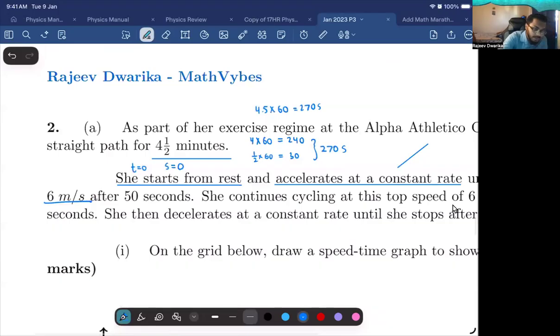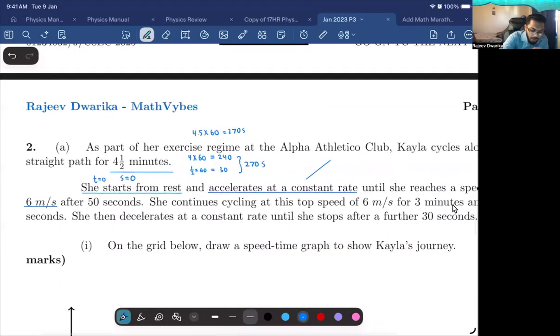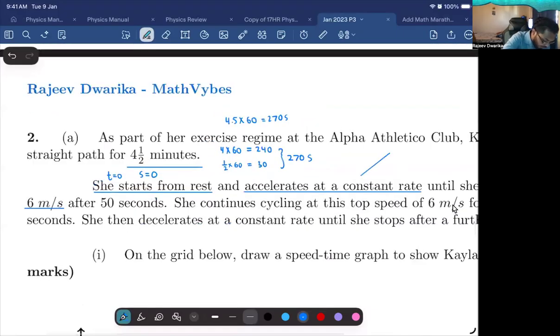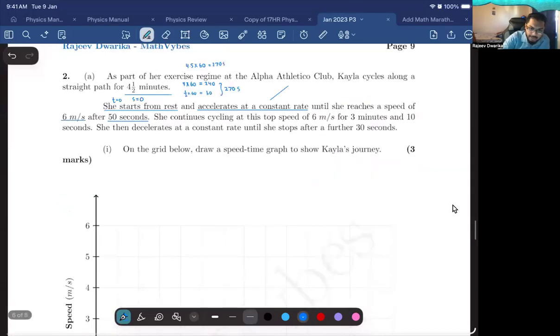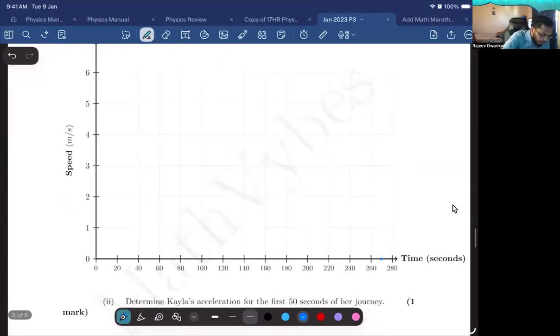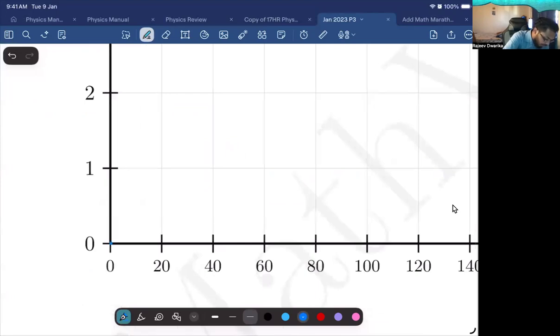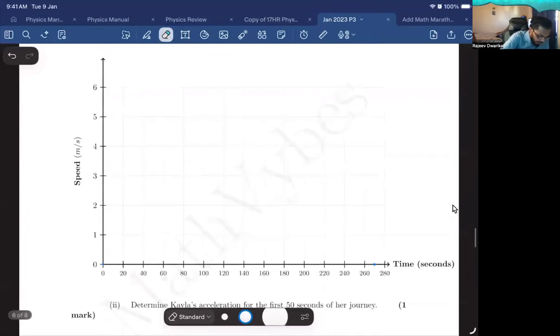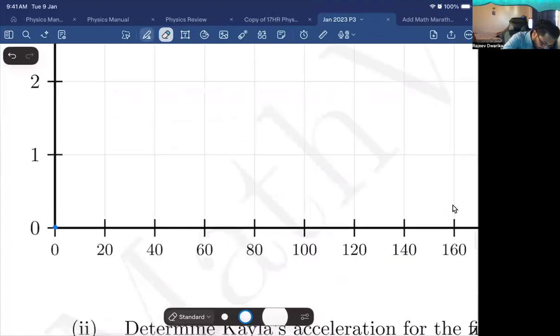And how long did it take her to reach that speed, Nikolai? 50 seconds. It took her 50 seconds. So let's try to plot that on the graph, right? Let's give that a go. Initially she started at rest, so that'll be over here. You understand? Yes, sir. The next thing, she accelerated at a constant rate until she reached a speed of 6 meters per second after 50 seconds. So I'm going to mark down 50 over here.